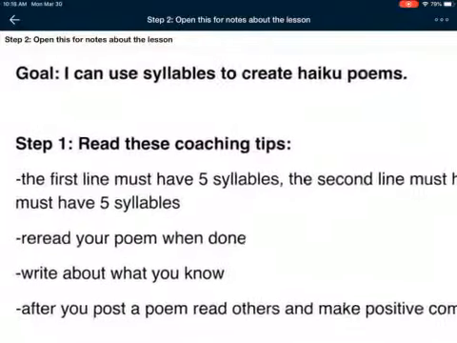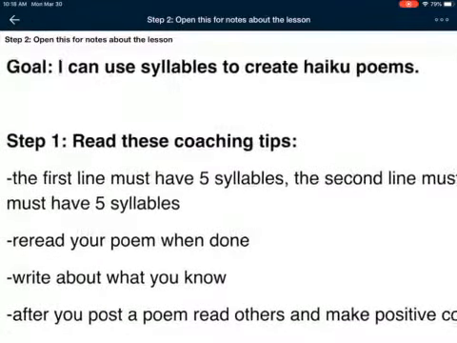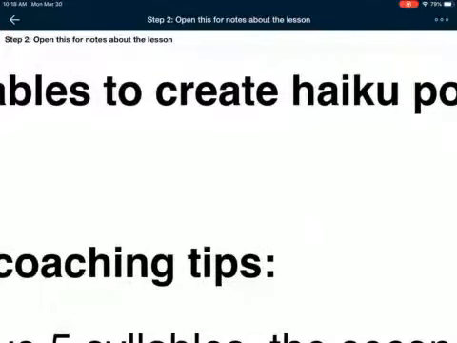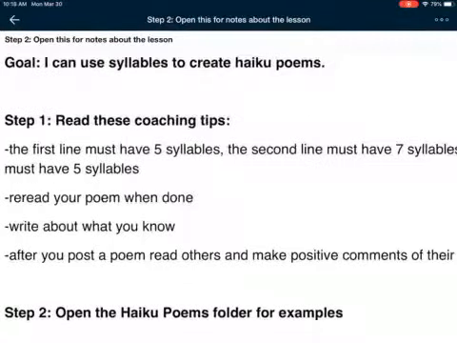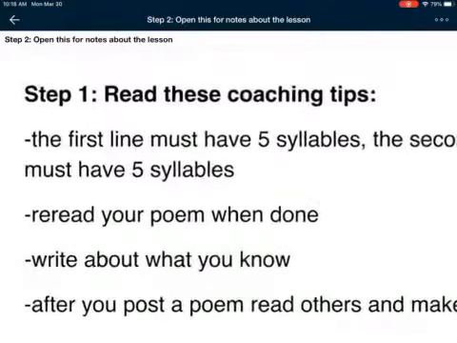We're going to start by reading the goal. I can use syllables to create haiku poems. Now remember, syllables are basically how many parts are in a word. So the word I has one syllable, can has one syllable, use has one syllable. Syllables has three parts, three syllables. To has one syllable. Create has two syllables. Haiku, two syllables. Poems, two syllables. But that's what we're going to be using. We're going to be using syllables to write this.